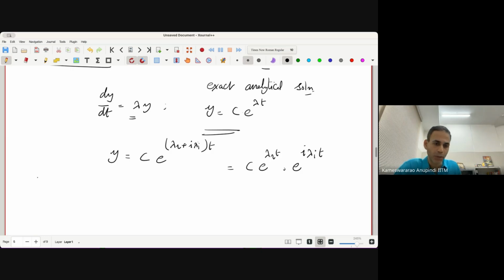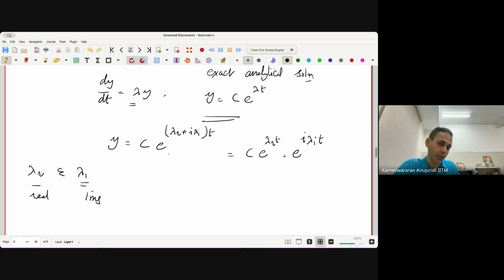Now I want to know what is the role of lambda r and lambda i. This is basically the real part, that is the imaginary part. What is the role of the real part and what is the role of the imaginary part in the solution? This is the exact analytical solution I have obtained. Now if we fix lambda r to be some value, let us say lambda r is greater than or equal to 0, then how will this term behave?